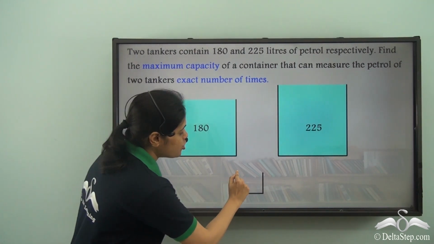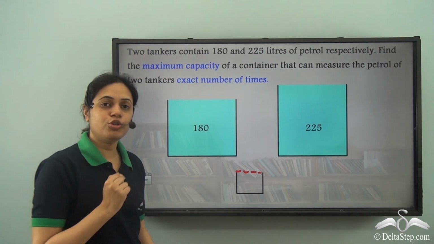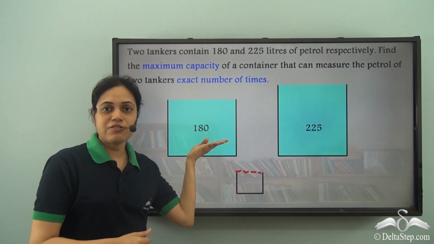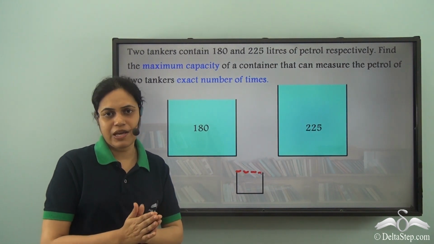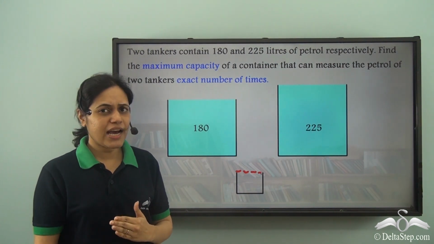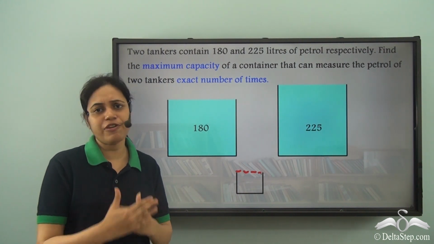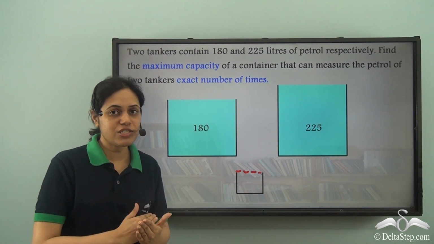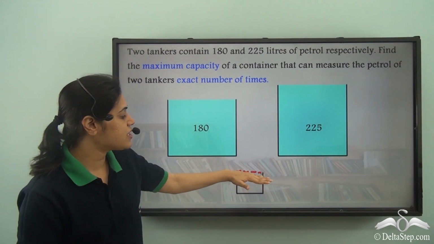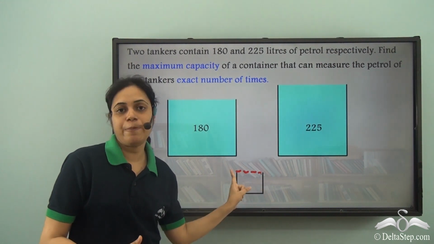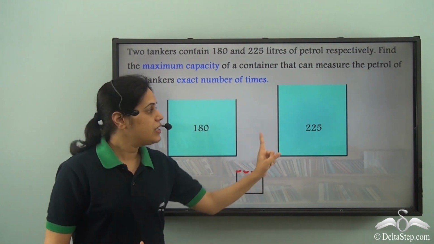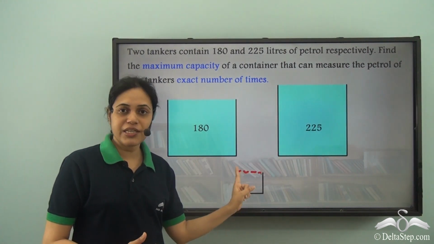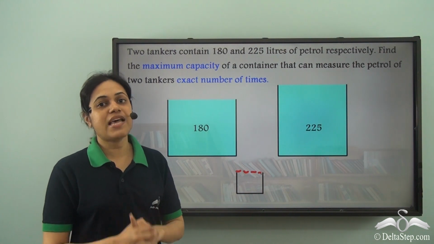That is, I should fill this container to the top and this should measure this 180 liters an exact number of times. That is either 2 times, 3 times, 4 times, maybe 10 times, 50 times, but an exact number of times. That is starting from the first to the last time, this container will be filled up to the brim, that is up to the top. Similarly for 225 liters as well. If I measure it using this container, it should be an exact number of times.